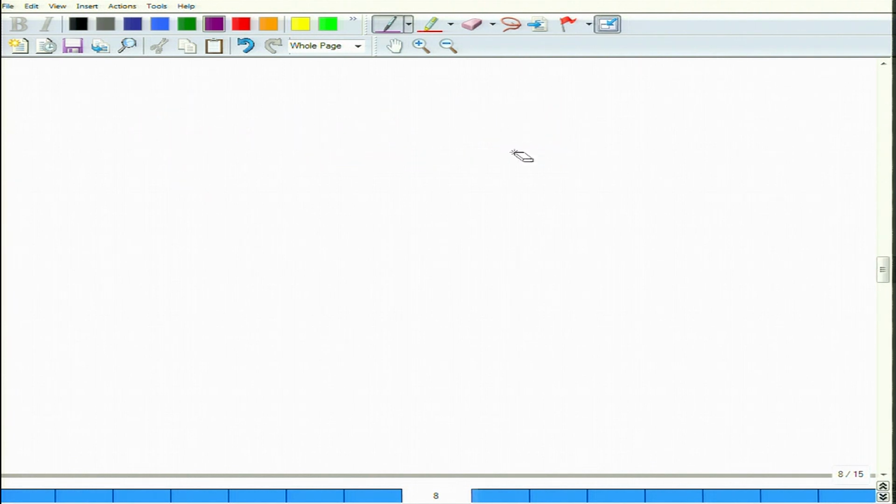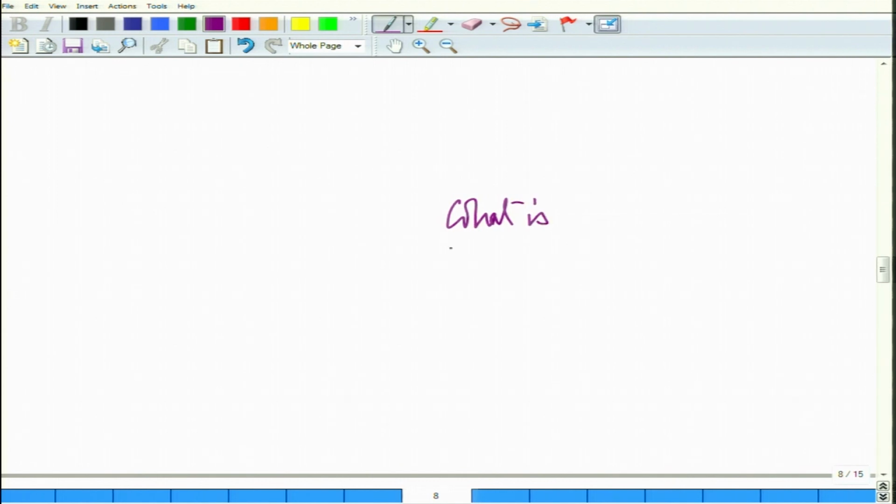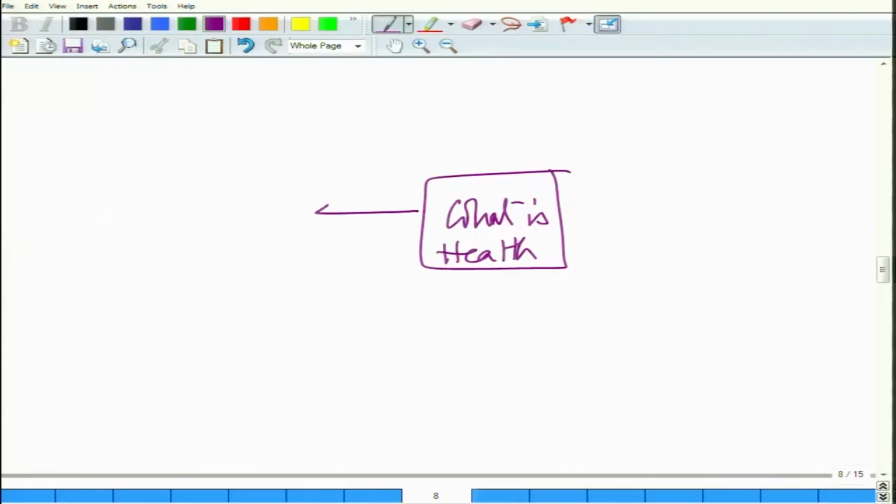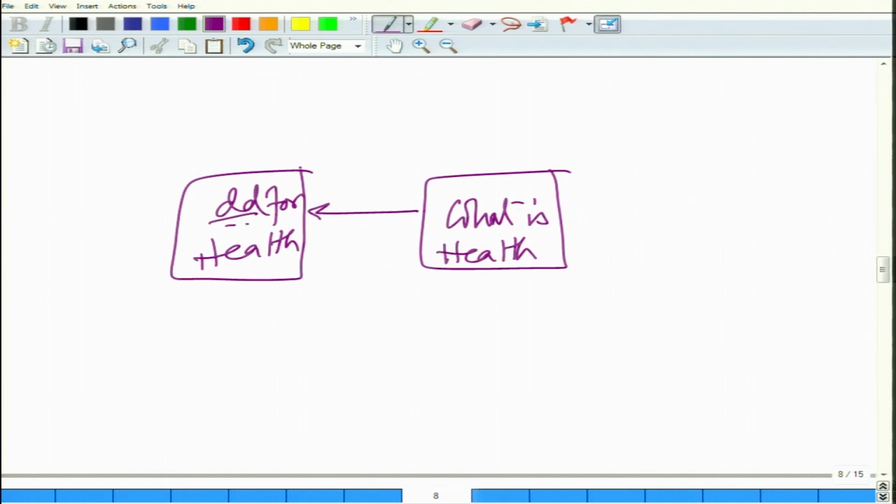If I want to map the health economics, I will start with what is health. If I understand what is health, that has an impact upon demand for health or health care. If I have a demand for health care, or I want to know the demand, or I want to generate some demand, I am interested in that, I would like to know what is health.